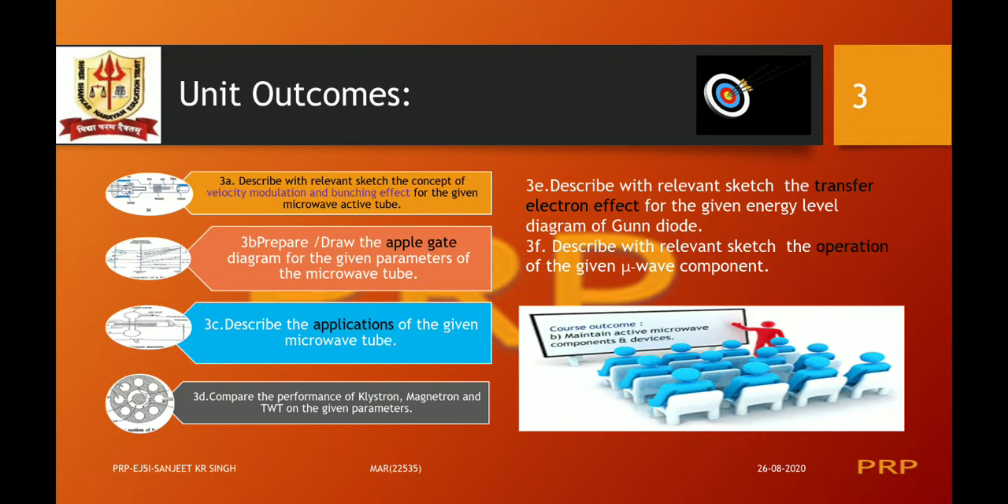Fifth, describe with relevant sketch the transfer electron effect, that is the Gunn effect, for the given energy level diagram of Gunn diode. And sixth is to describe with relevant sketch the operation of the given microwave component. Of course, the course outcome of the third chapter remains to maintain active microwave components and devices.